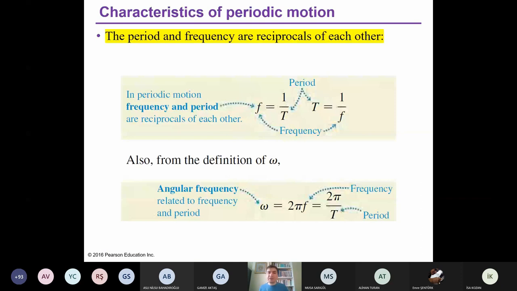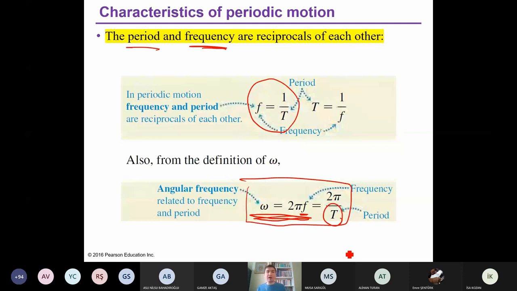Now, let me give you information about the relation between period and frequency. Frequency is the reciprocal of period, or period is the reciprocal of frequency. Frequency can be written as 1 over period. Period can be written as 1 over frequency. Period is the time, and frequency is the cycles per unit time. And what about the angular frequency and period? In the previous transparency, we gave that the angular frequency is 2 pi f, and here we have frequency. Instead of frequency, you can use the expression 1 over T. So then you can write the angular frequency in terms of period T.